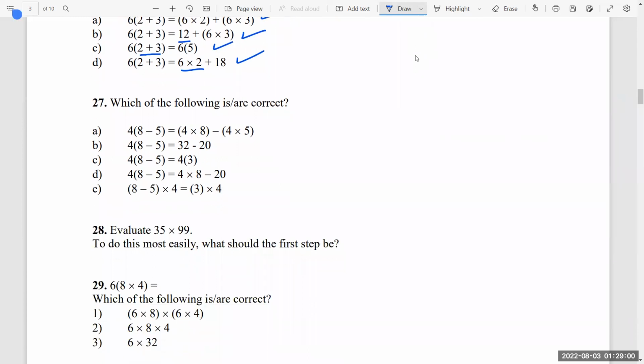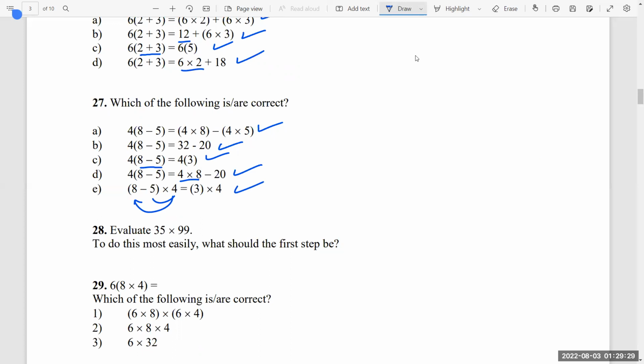4 times 8 minus 5. 4 times 8 minus 4 times 5. Yeah, the distributive property is correct. 4 times 8, 32. Minus 4 times 5, 20. Even this one's correct. He applied BODMAS. Subtract first. 8 minus 5 is 3 times 4. Yes, even this one's correct. 4 times 8 written. It's correct. Minus 4 times 5, 20. Correct also. Here distributed from the right side. It's okay, all correct.